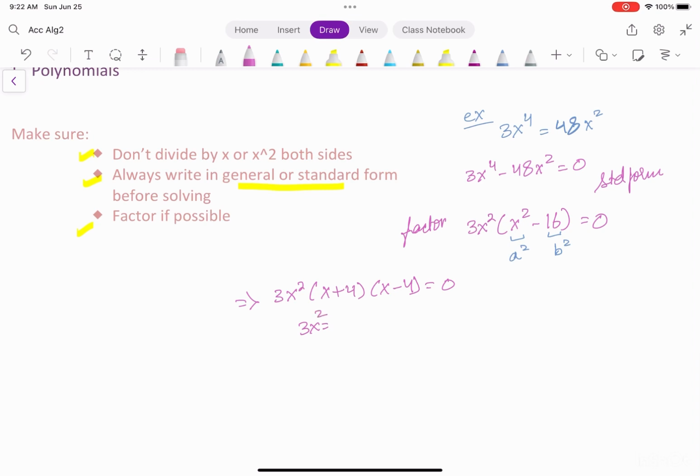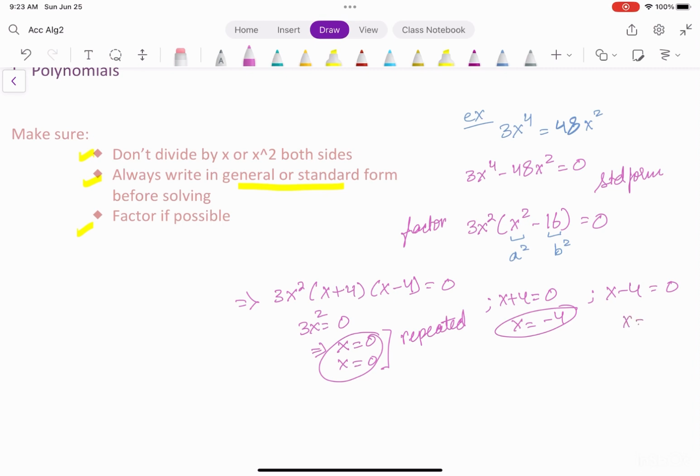So if you put 3x squared is equal to 0, technically you will get two roots because it is x squared. X is equal to 0 and x is equal to 0. Because both of them are same, you just write x is equal to 0. But it implies two roots, which is repeated roots. And x plus 4 will give you x is equal to negative 4, and x minus 4 will give you x is equal to 4.